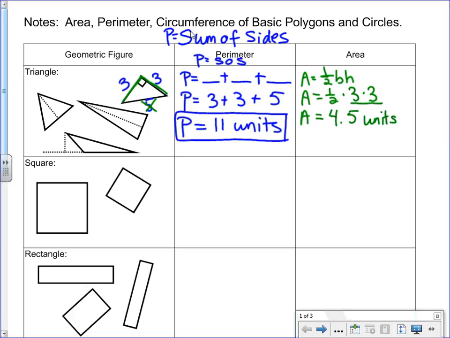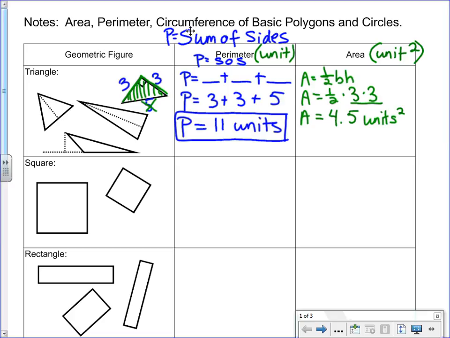Now this time we have to remember we're talking about area. Remember, the area goes inside. So we're covering everything inside of the triangle. That means it's my unit squared. Whenever we're talking about area, the unit is always going to be squared. Whenever we're talking about perimeter, it's just going to be the unit. So this is unit squared.